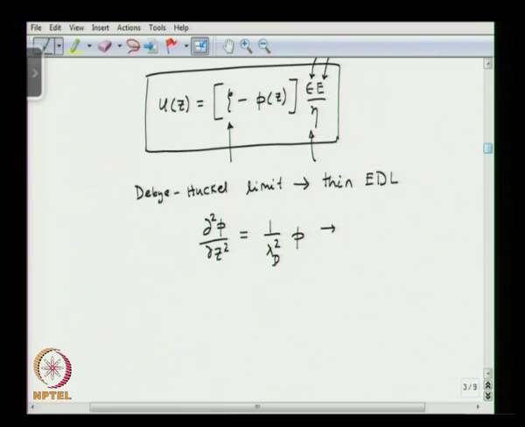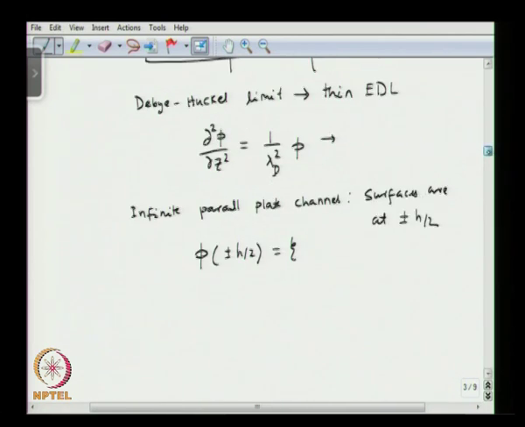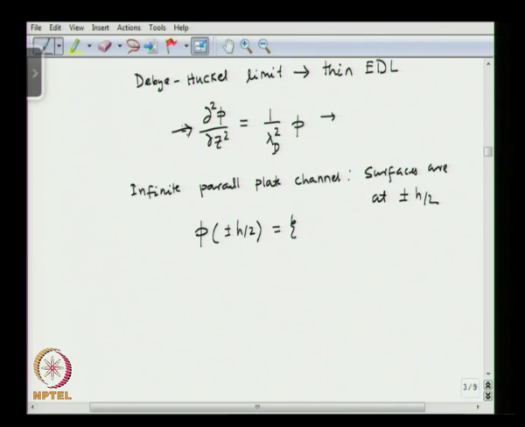So, for the infinite parallel plate channel, the surfaces are at plus minus h by 2. So, the potential at plus minus h by 2 is going to be zeta potential. Now, with this boundary condition, if we solve this, we get an expression for potential.